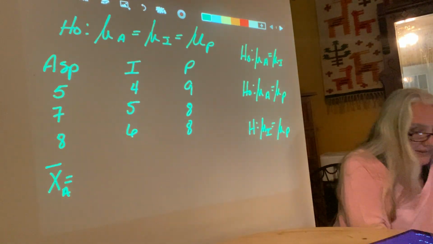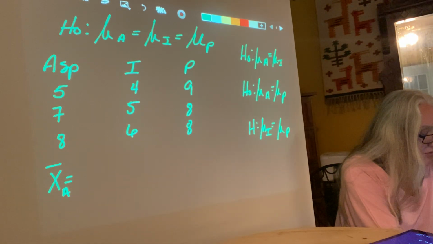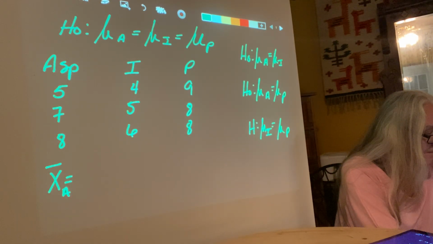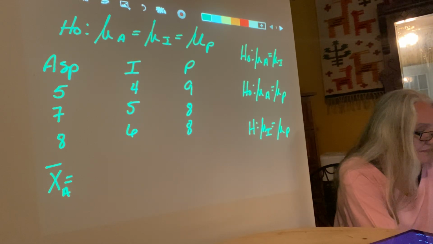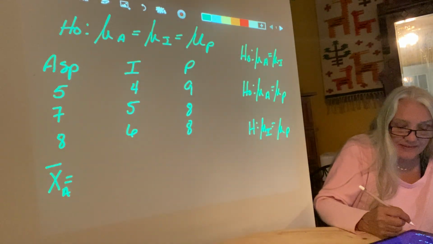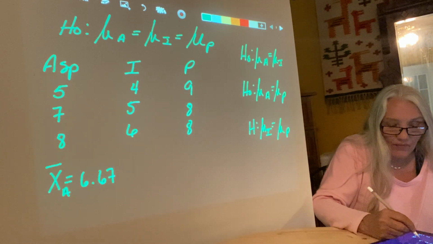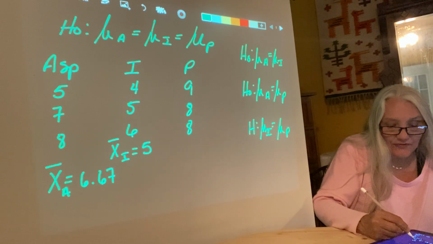So I need a calculator. Let's see. I got one over here. So 20 divided by 3. So you work that too while I'm working that. So 20 divided by 3 is 6.67. So this mean is 6.67. And the mean for ibuprofen, I know what that is, 5.